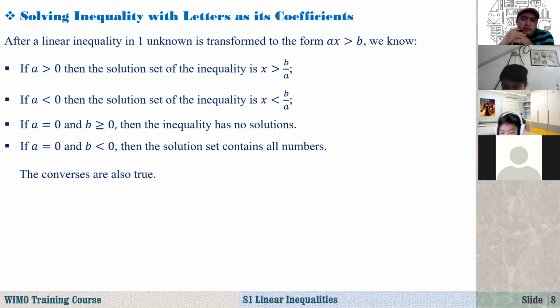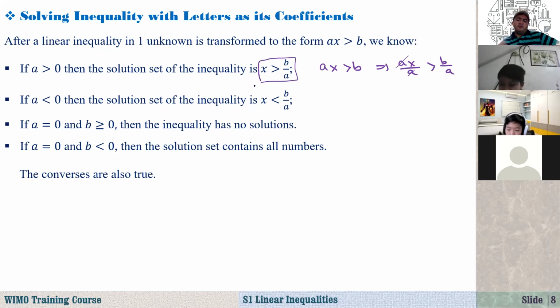We know actually, number one, if a is greater than 0, right? If a is greater than 0, then I can divide both sides by a non-zero number, and I will have ax over a is greater than b over a, because a is greater than 0. The a's cancel each other. Now the inequality solution will be this: all numbers greater than b over a satisfy the original inequality.